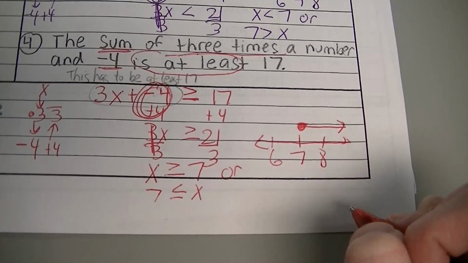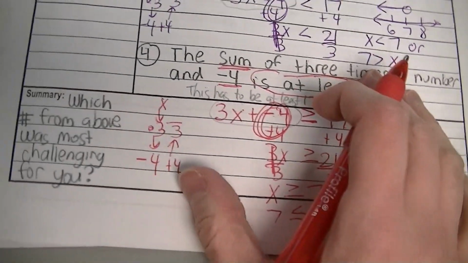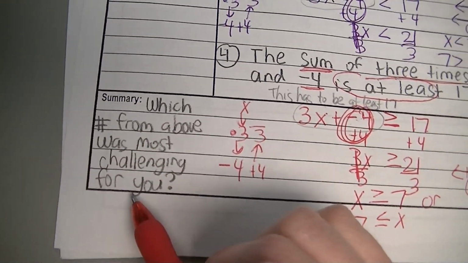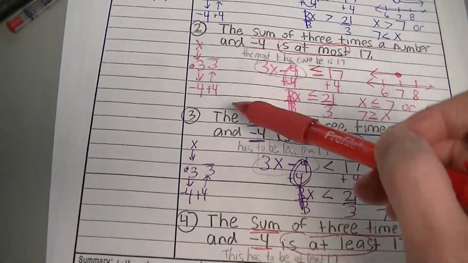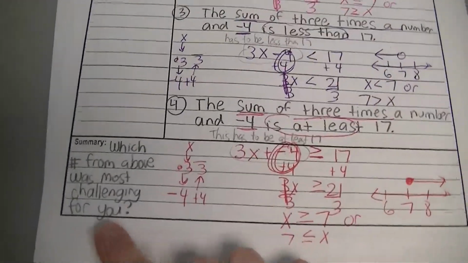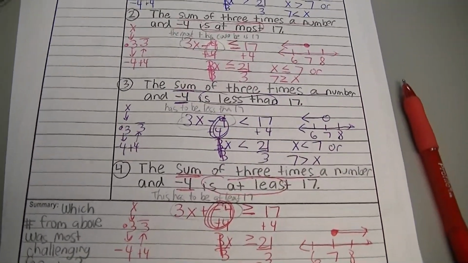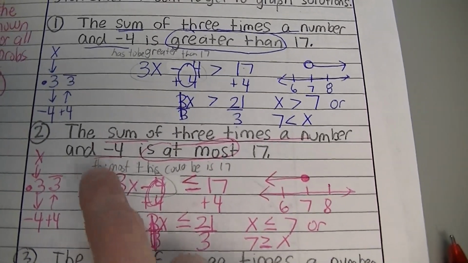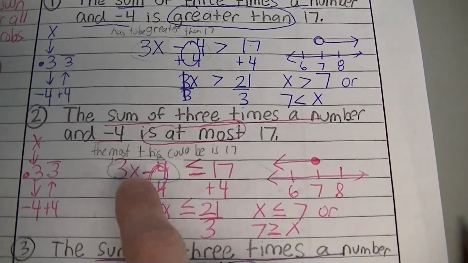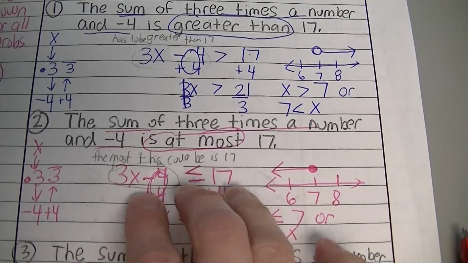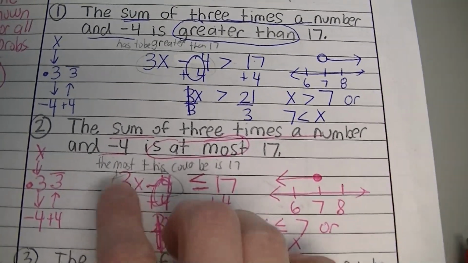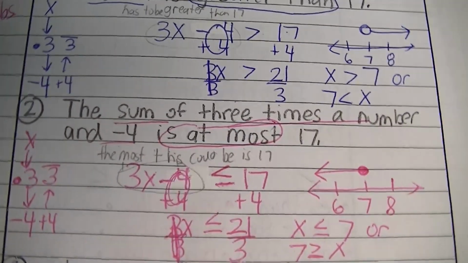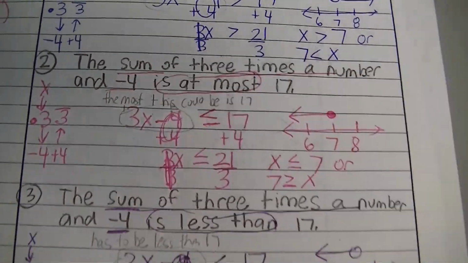All right, for your summary, I know we used up a lot of room, but your question is not that long. Which number from above was most challenging for you? Was number 1, 2, 3, or 4 most challenging? So write down what number you thought was the most challenging. After you do that, whatever number you wrote down that was most challenging, I want you to reread the problem, re-examine what was written for the inequality, re-examine what I wrote down as a little note to remind you, and make sure you understand that problem that was the most challenging for you.